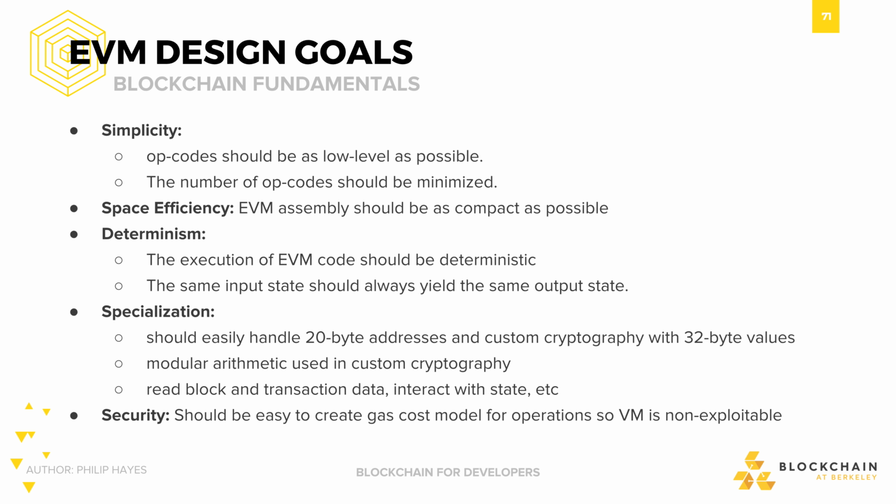Determinism is also very important, and we'll go into why that is. I mentioned Bitcoin didn't have loops. Ethereum does have loops, so this can be kind of dangerous, and I'll talk about why. This needs to be deterministic because people can really do some messy things with the EVM otherwise. The same input state should always yield the same output state.